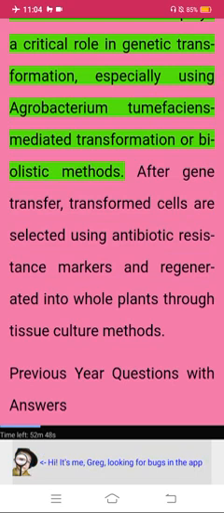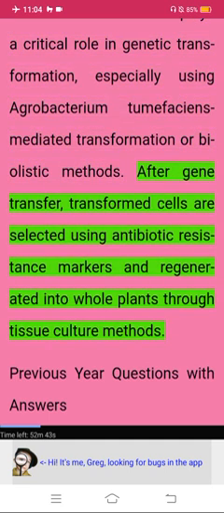Plant tissue culture also plays a critical role in genetic transformation, especially using Agrobacterium tumefaciens-mediated transformation or biolistic methods. After gene transfer, transformed cells are selected using antibiotic resistance markers and regenerated into whole plants through tissue culture methods.